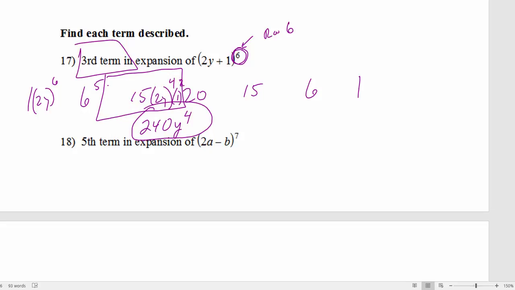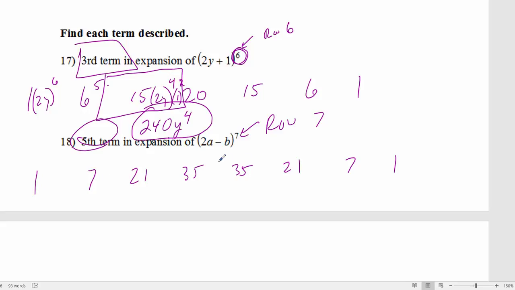So now, 18 here. Last problem of this particular video. So let's all get started here. Let's get amped up for this last one. This 7 tells me what? It tells me that I need to go to row 7. All right, and I'm going to write down the coefficients there. 1, 7, 21, 35, 35, 21, 7, and 1. Alrighty, here we go. So, fifth term. Where's the fifth term? 1, 2, 3, 4, 5. We care about what that 35 is at right there.